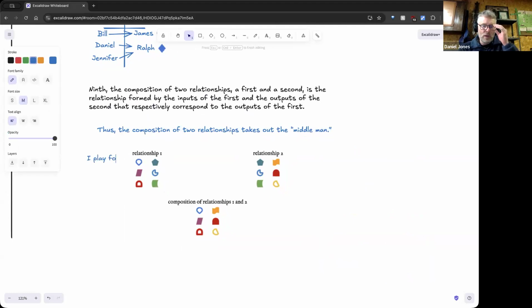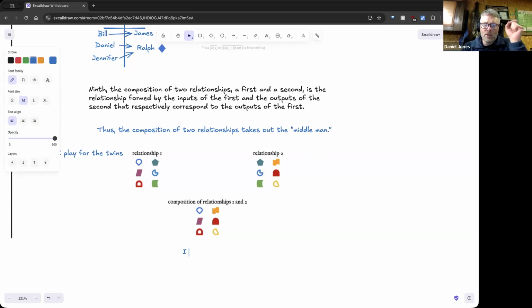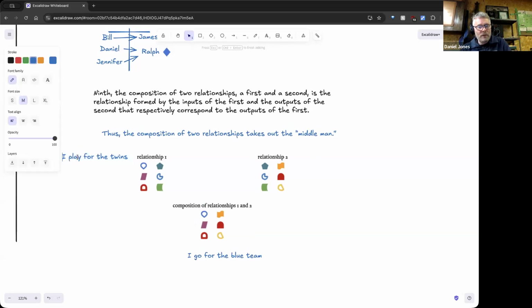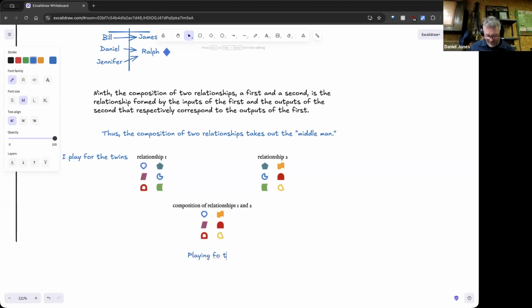Because we often do that when we think about like, hey, I am a Twins fan. Wait, what color are the Twins? Oh, they're wearing blue today. Okay, I'm going for the blue team. We take out the middleman. It's the composition of two relationships. So the new relationship would be playing for the team with the color of.